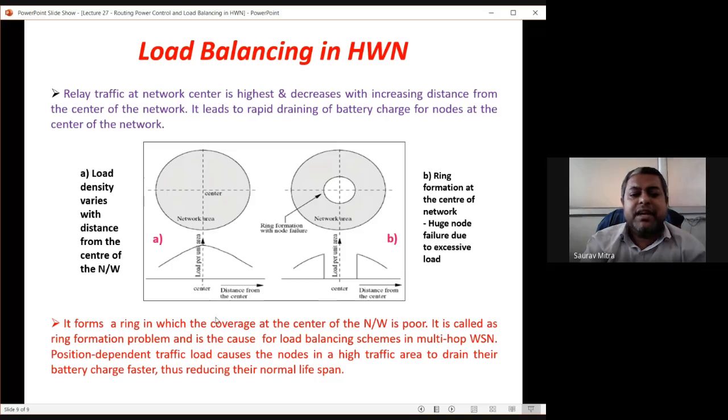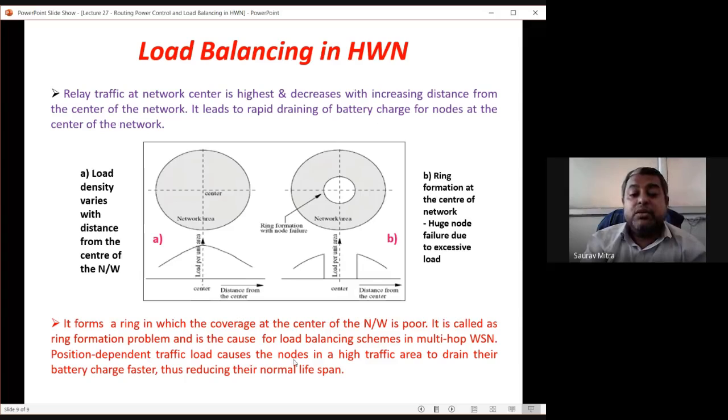What it does is it forms a ring in which the coverage at the center of the network is poor. So if ring formation occurs, it means there is no sensor at the center of the area which can receive or transmit any information. So no exchange of information happens here, though this is the most important part of the network. This is the fish eye of the network. So it forms a ring in which the coverage at the center of the network is poor. It is called the ring formation problem, as is caused for load balancing schemes in multi-hop wireless sensor networks.